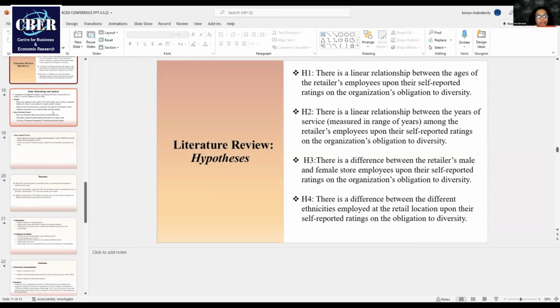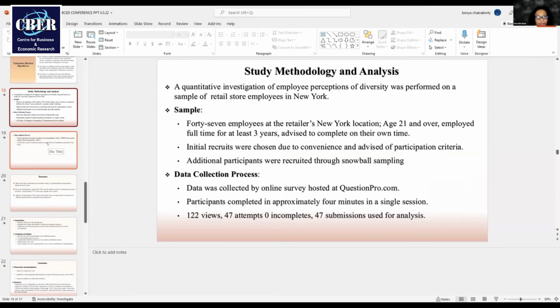Next slide. The study methodology and analysis. The quantitative investigation of employees' perceptions of diversity was performed on a sample of retail store employees at the location. 47 employees participated. Age group was 21 and over, and they were employed full-time for at least 3 years, and they were advised to complete the survey on their own time.